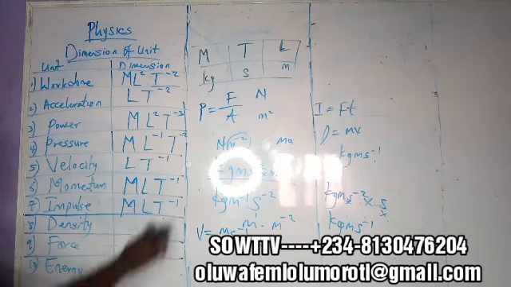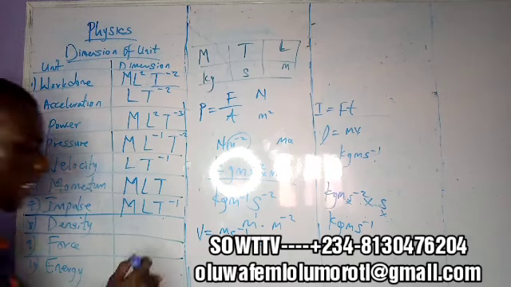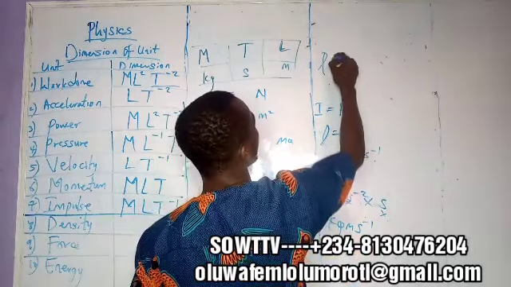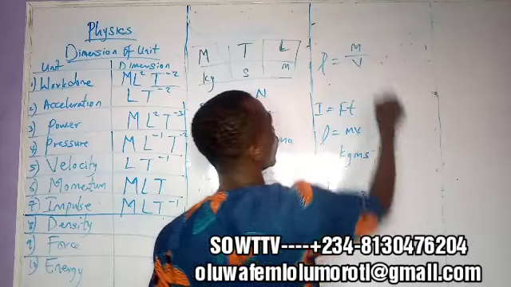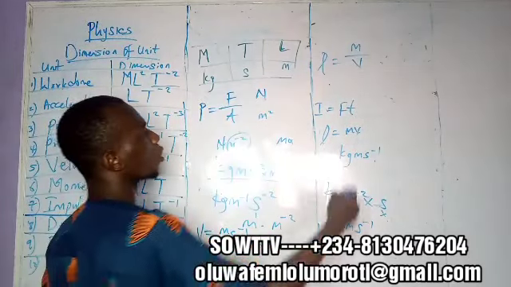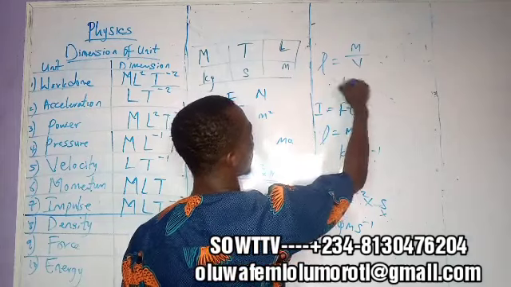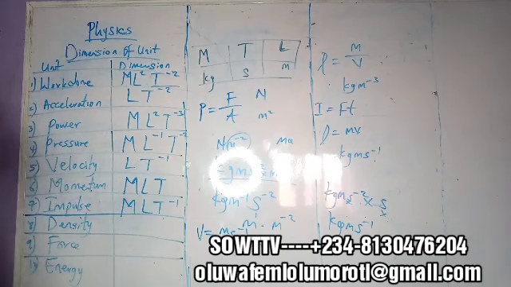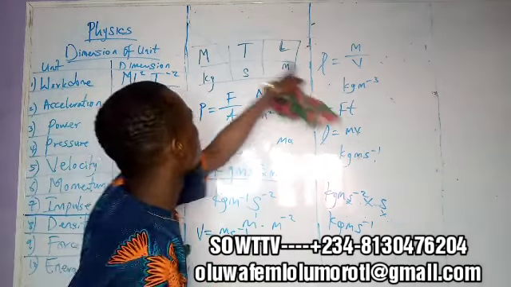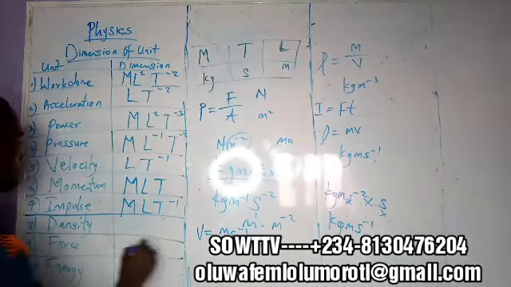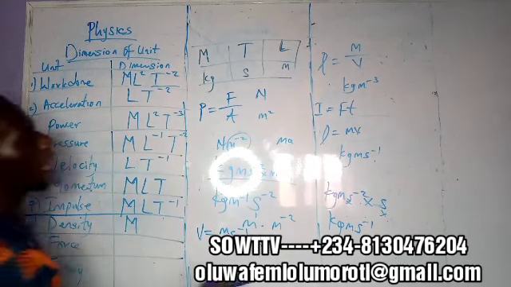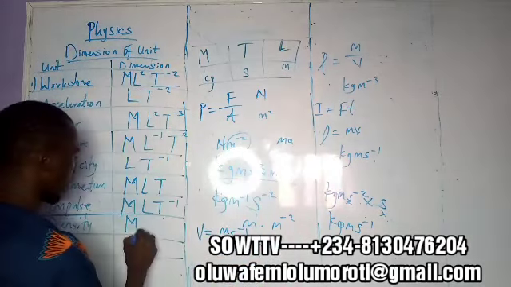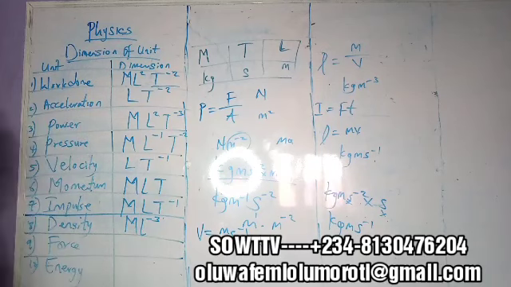Momentum and impulse have the same dimension. So another one is density. Density is rho equals mass over volume. Some will say the unit of density is kilogram per meter cube. So just look at it. Kilogram is capital letter M, and meter cube is our length, L to the power minus 3. That is the dimension of density.